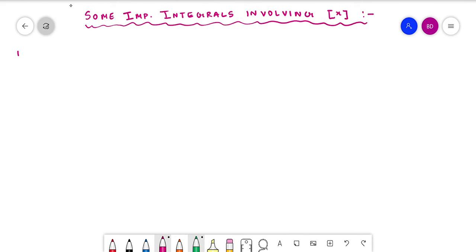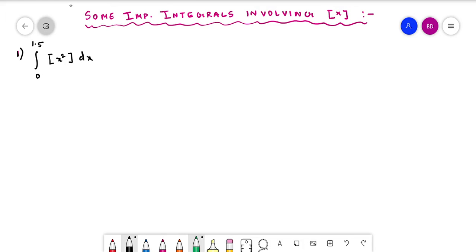First, we will discuss the integral from 0 to 1.5. This is the definite integral of box of x square dx. How to calculate this definite integral?